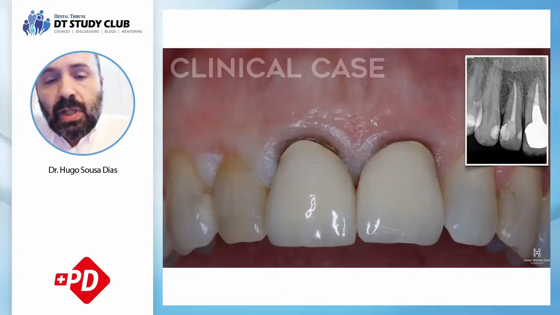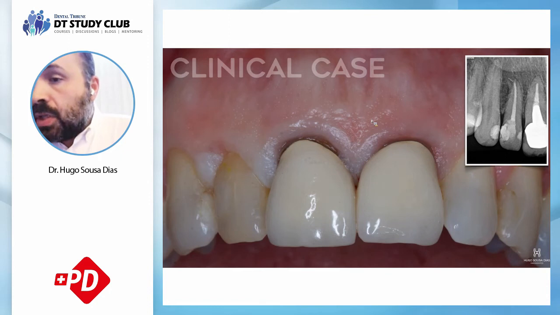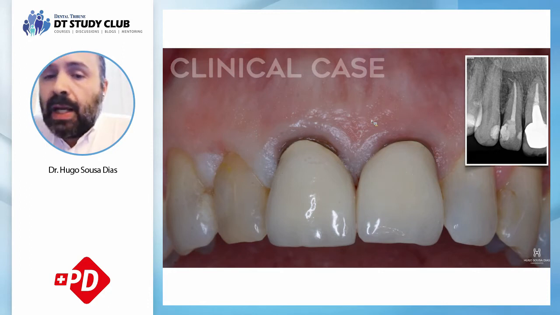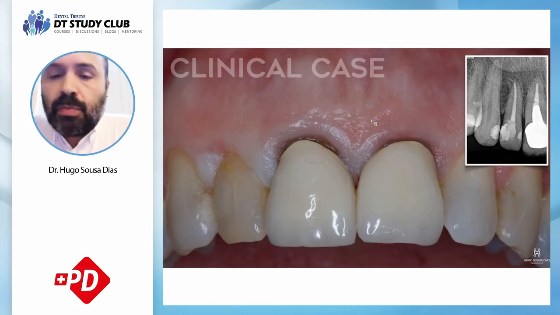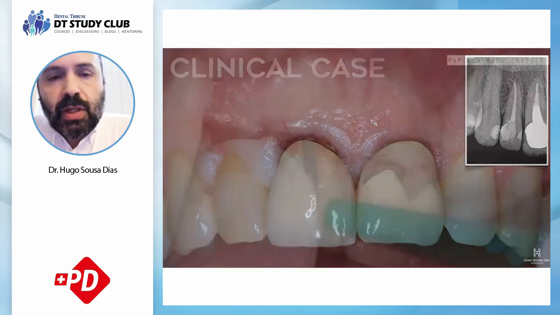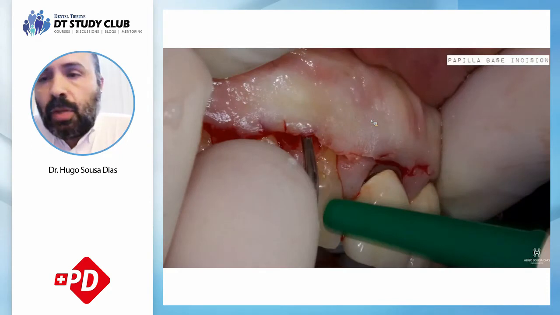It's a clinical case of a female patient with a periapical lesion, with extrusion of obturation material. The patient has complaints, has pain, and we decided to do an apical microsurgery to remove this material outside the root canal and do the retro preparation and retro obturation with the MTA. I decided to do a papilla-base incision.